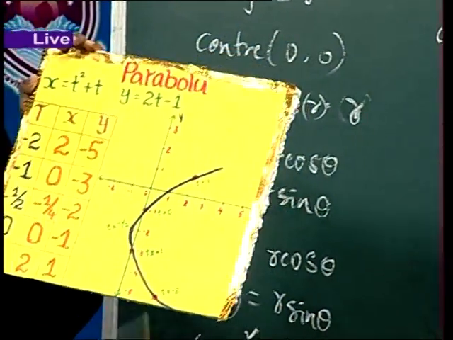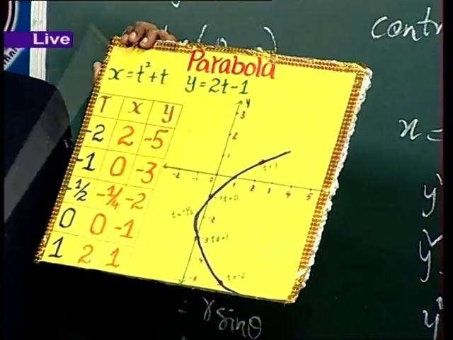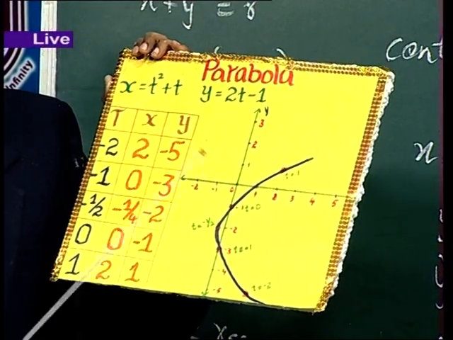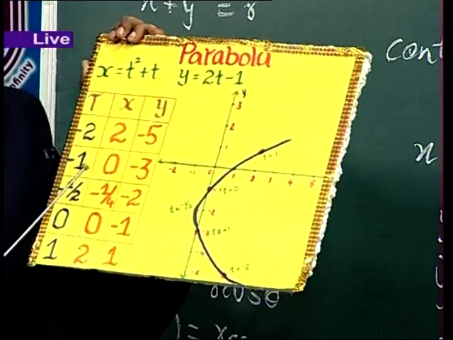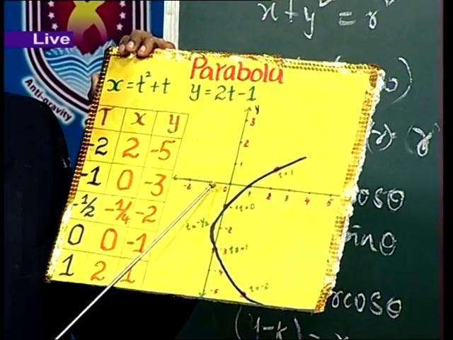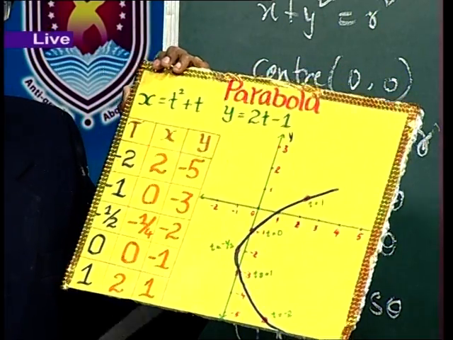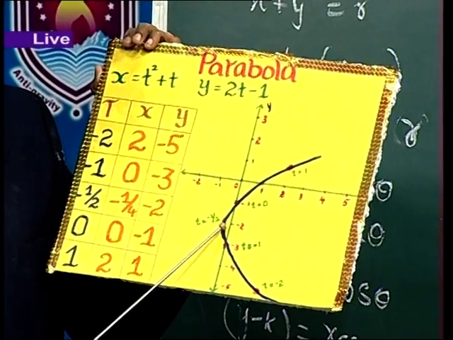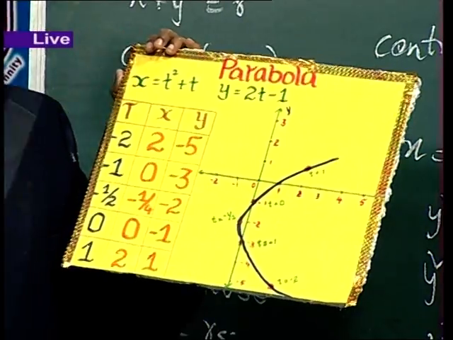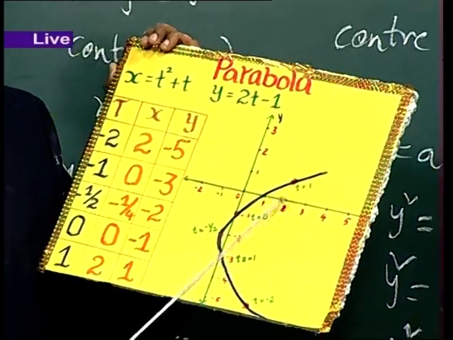Now we are going to plot these points on the xy coordinates. We plot the point 2 comma minus 5 here, 0 comma minus 3. Next, minus 1 by 4 comma minus 2. Here minus 1 by 4 is half of half, that is, half of 1 by 2. Then we take minus 1 by 4 comma minus 2. Next 0 comma minus 1. Next 2 comma 1.